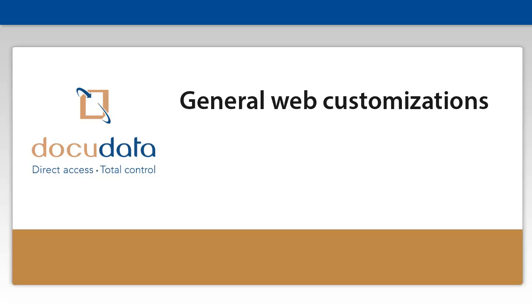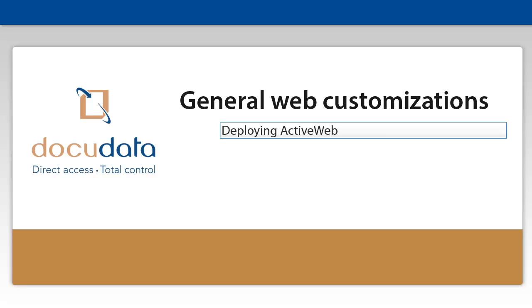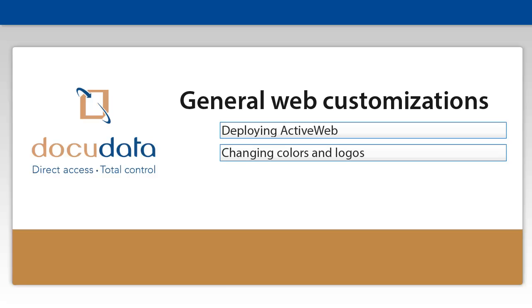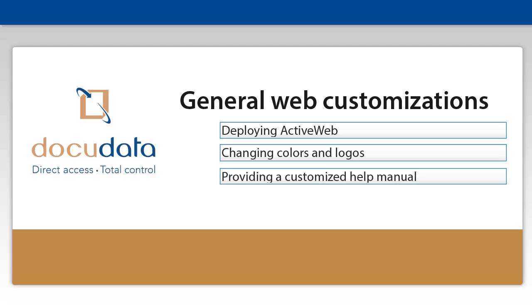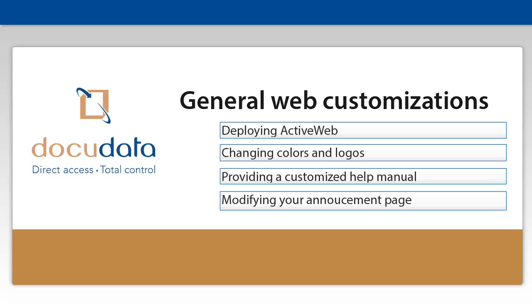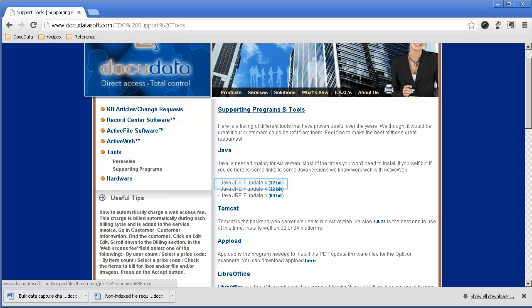Now let's look at customizing ActiveWeb. A deployment wizard walks you through the process of deploying ActiveWeb. This makes it easy to change your color scheme and logos, and also to replace the default manual with your own customized help manual. Finally, we will see how to modify your announcement page of ActiveWeb and make it specific for different customers. To deploy ActiveWeb, we will need the JDK or Java Development Kit installed on the computer that we wish to run the deployment from.